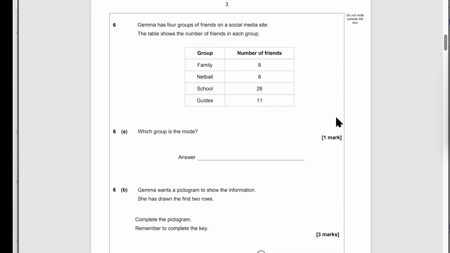Okay, question six. Gemma has four groups of friends on a social media site. The table shows the number of friends in each group. So we've got family, netball, school, and guides. Which group is the mode? The mode is defined by the one that has the greatest frequency. So that would be school. So school would be the mode.